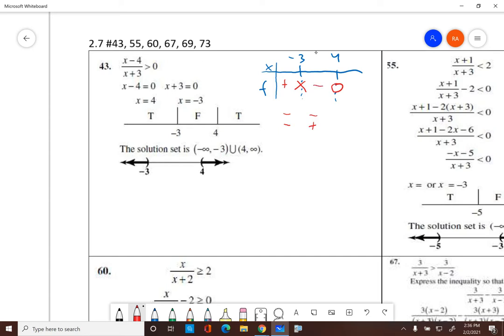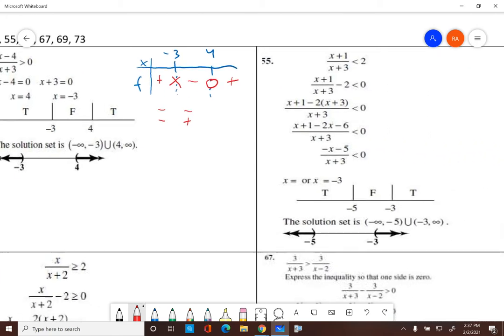If I check a number to the right of 4, like 100, if I plug that into my numerator, I get a positive number. Divided by another positive number is a positive number. So if I want to know when this rational expression is greater than 0, it's here, everything to the left of -3, and here, everything to the right of 4. So parentheses, -infinity to -3, union 4 to infinity, and it'd be parentheses on both of those because I'm not including. Let's check 55 here.